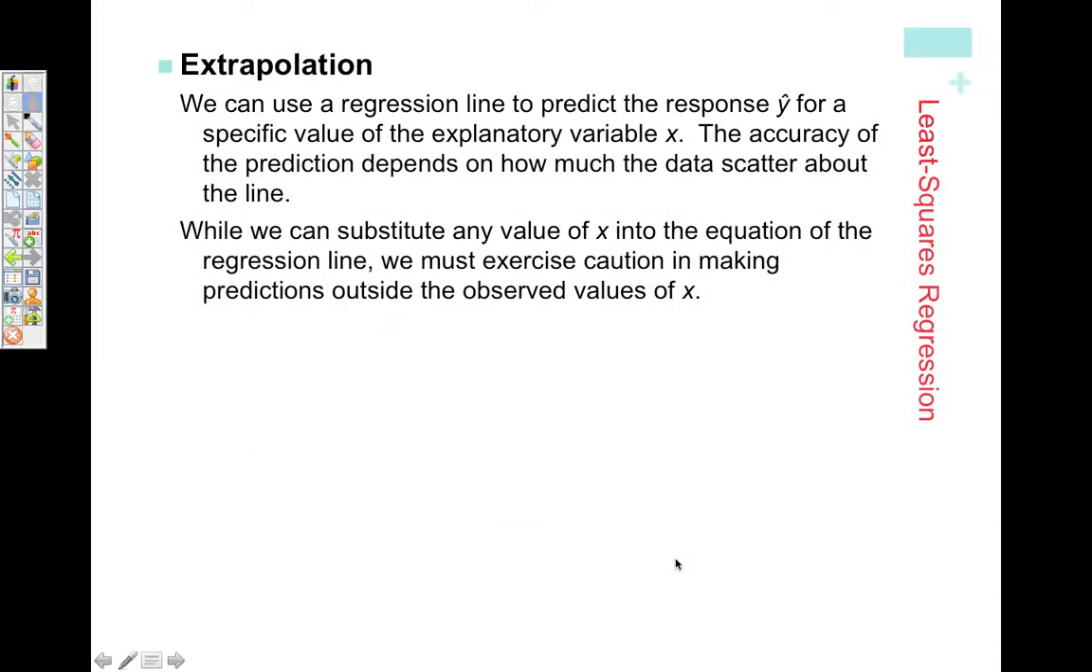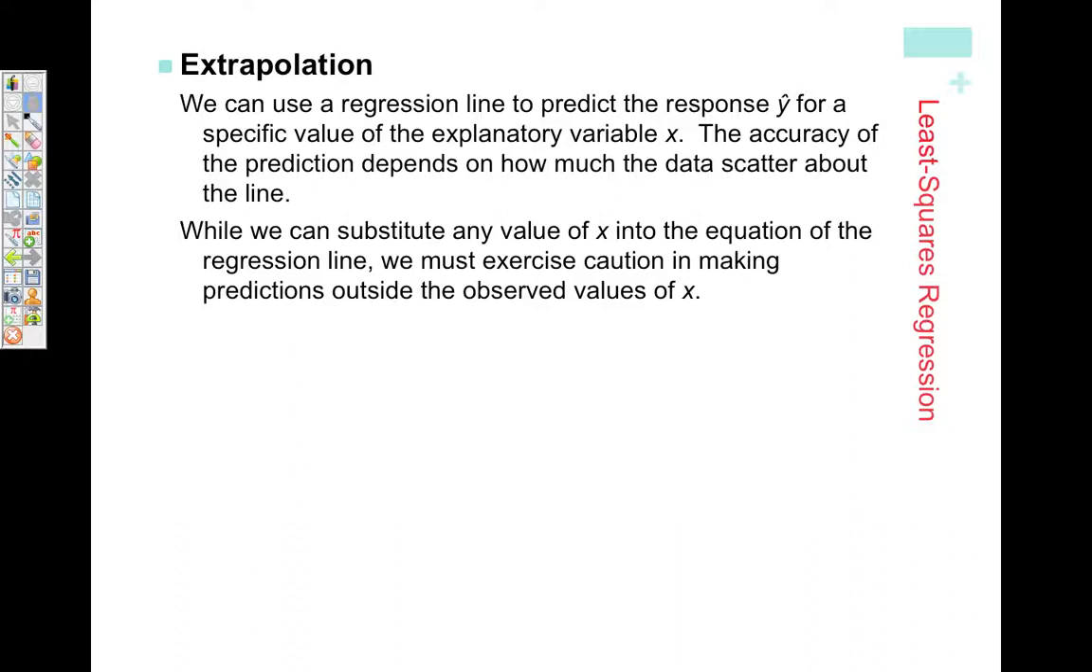And the last thing we'll talk about here is something called extrapolation. We can use the regression line to predict response values for the explanatory variable x. The accuracy of this prediction depends on how much data scatter about the line, so how good of a line our data makes.